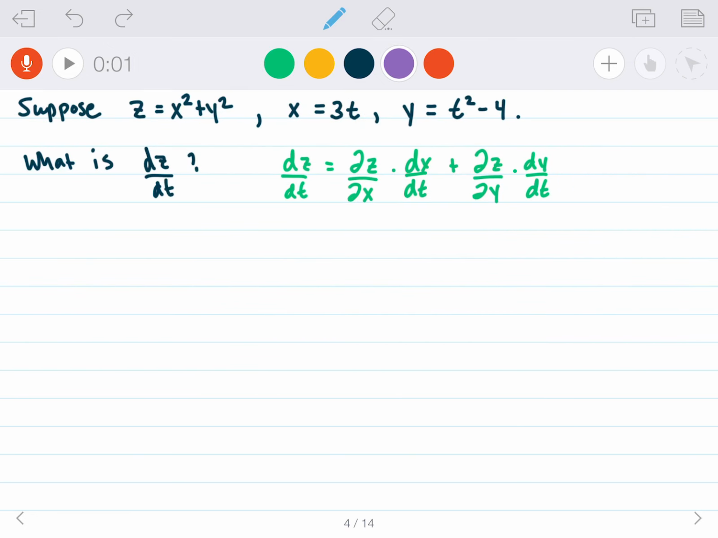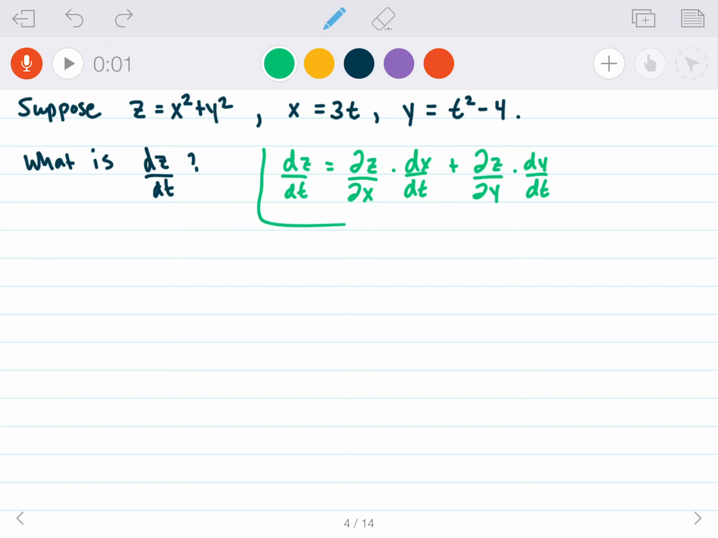Okay, so we have z as a function of x and y. z equals x squared plus y squared. x and y are both functions of t. So x equals 3t, y equals t squared minus 4. So the question is, what is dz dt?